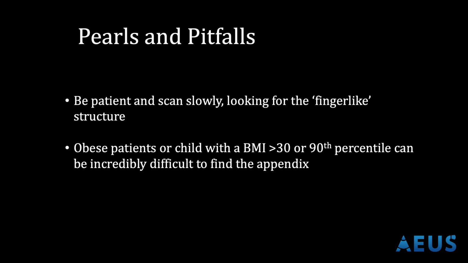Now for the pitfalls. One of the largest pitfalls is that in a person with a larger body habitus, someone with a BMI of 30, or a child in the 90th percentile, it can be very difficult to get past the adipose tissue and go into greater depth to find the appendix, especially a normal appendix. It is easier to find an abnormal appendix as it will be large, there will be fluid around it. However, sometimes a normal appendix can be very challenging, especially in those larger individuals.